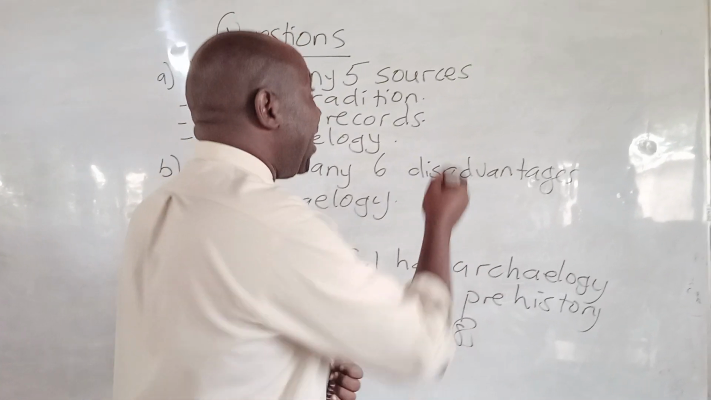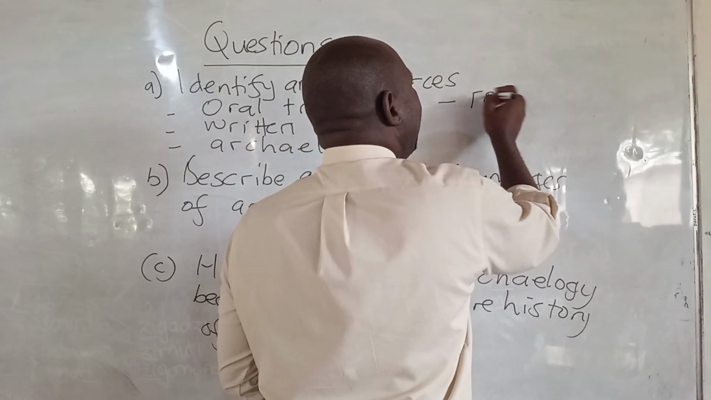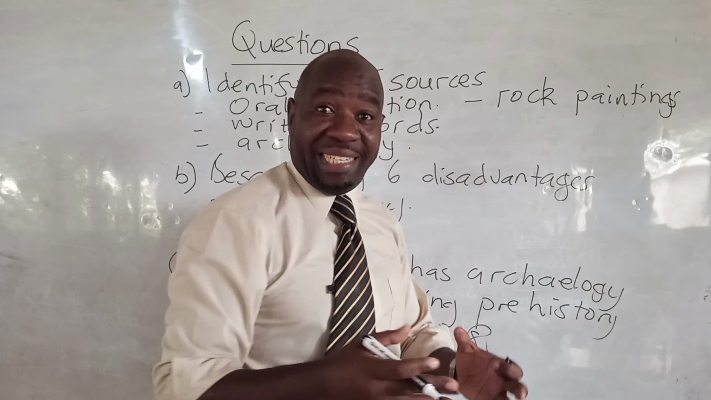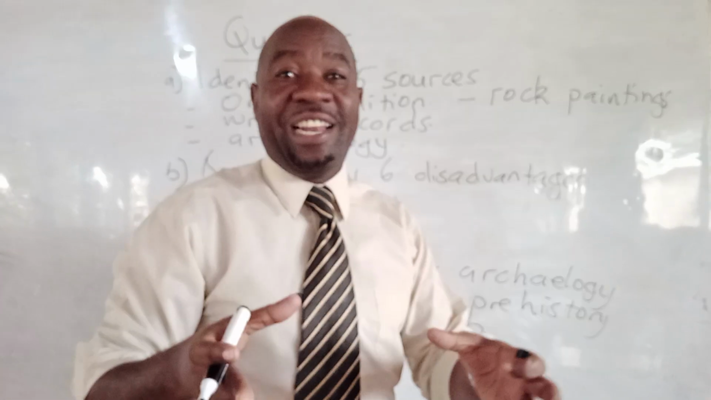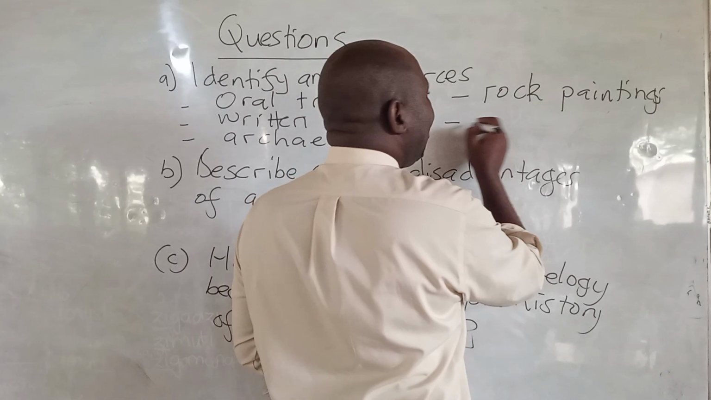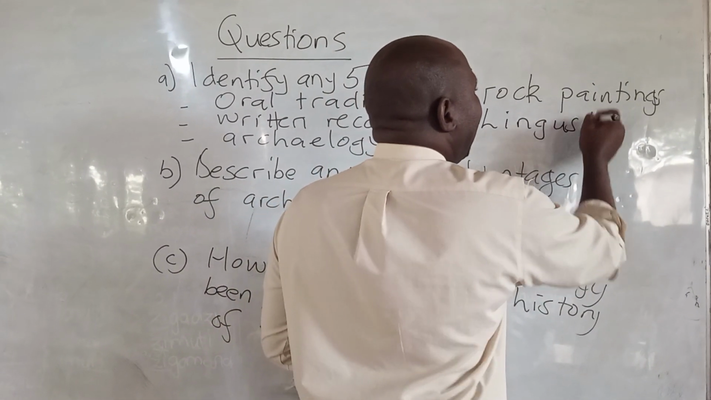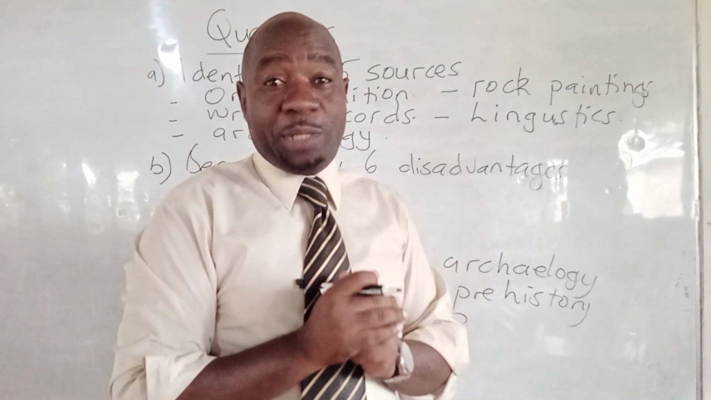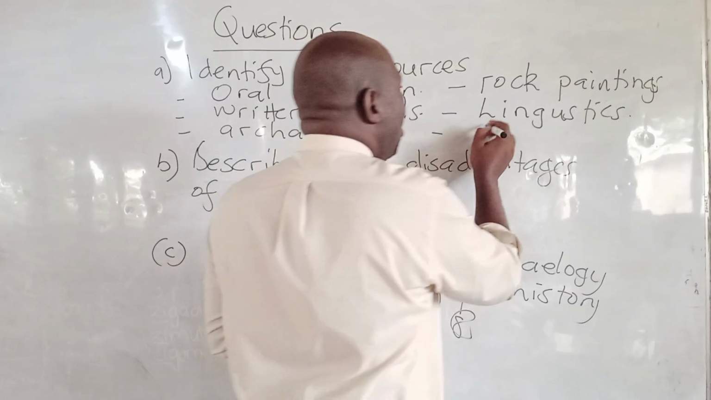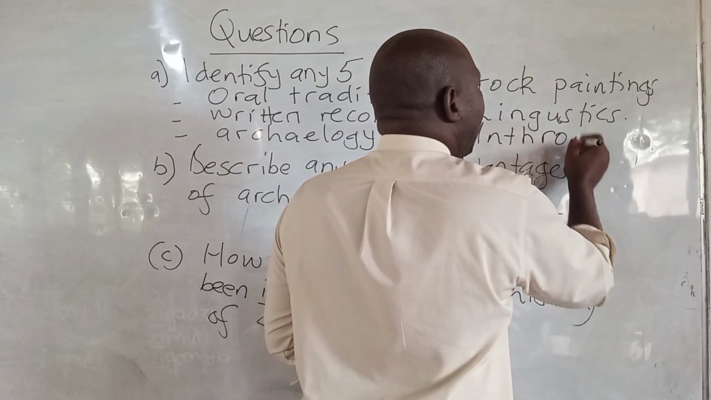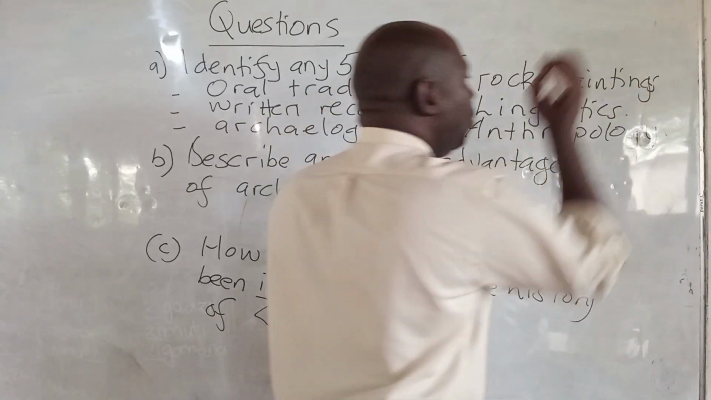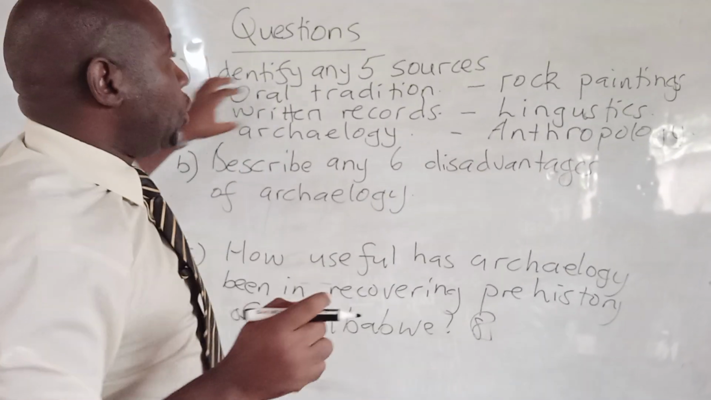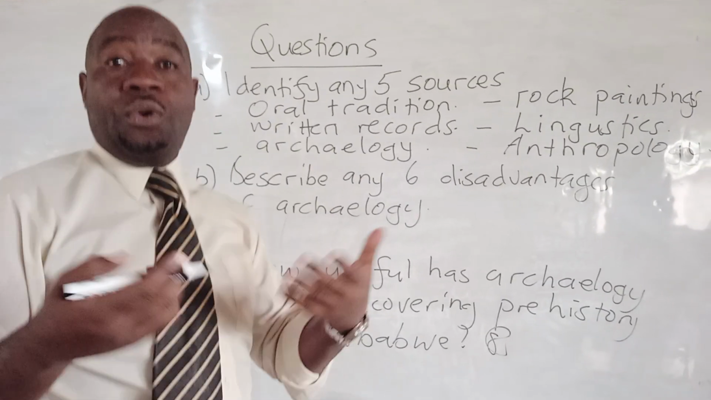We also have got a source called rock paintings. Rock paintings, we are talking about the paintings that were done by the people who survived a long ago. We also have got a source called linguistics. Linguistics is the study of languages, the languages that were spoken by the people who survived a long ago. We also have got a source called anthropology. So these are the sources that we have in history. The question wanted five, so you can give any five of these as your answer.